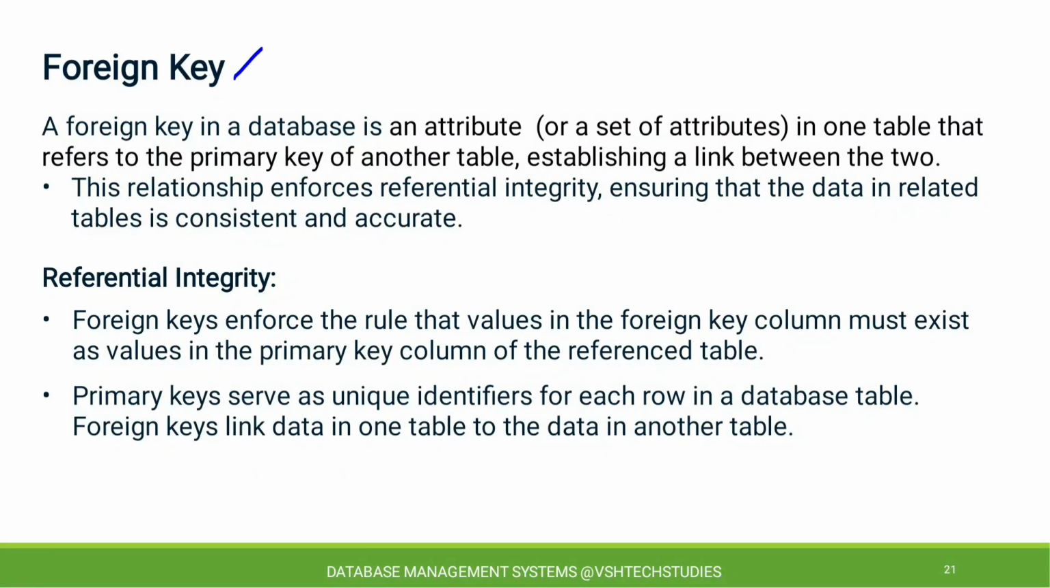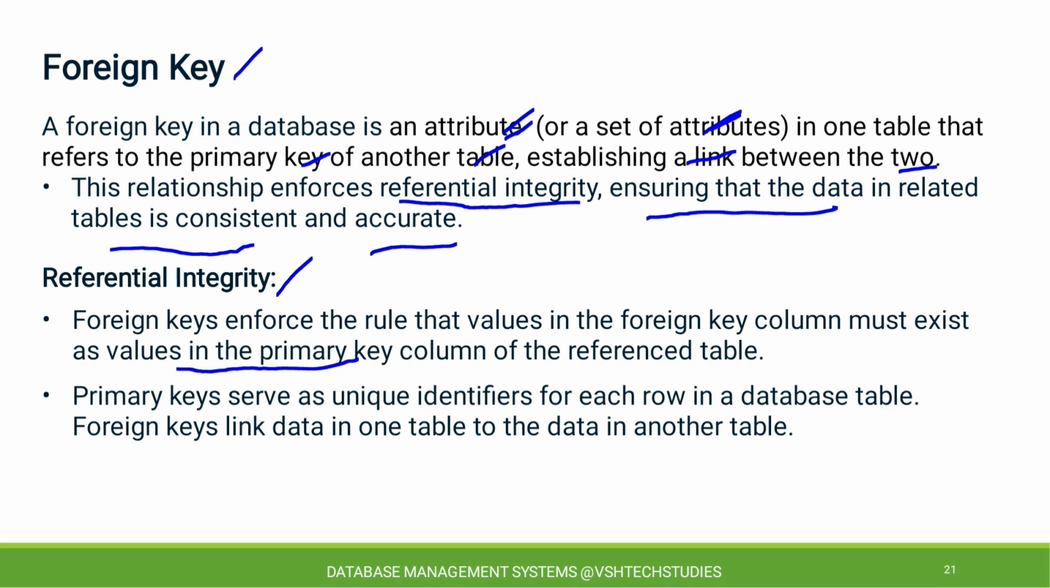What is a foreign key? A foreign key in a database is an attribute or set of attributes, a column or columns, in one table that refers to the primary key of another table, establishing a link between the two tables. This relationship enforces referential integrity, ensuring that the data in related tables is consistent and accurate. What is referential integrity? Foreign keys enforce the rule that values in a foreign key column must exist as values in the primary key column of the referenced table.